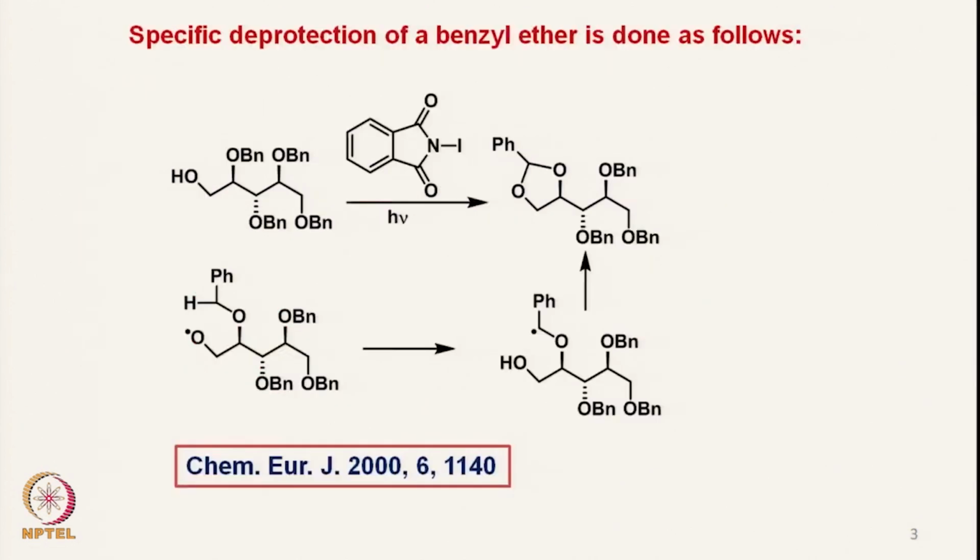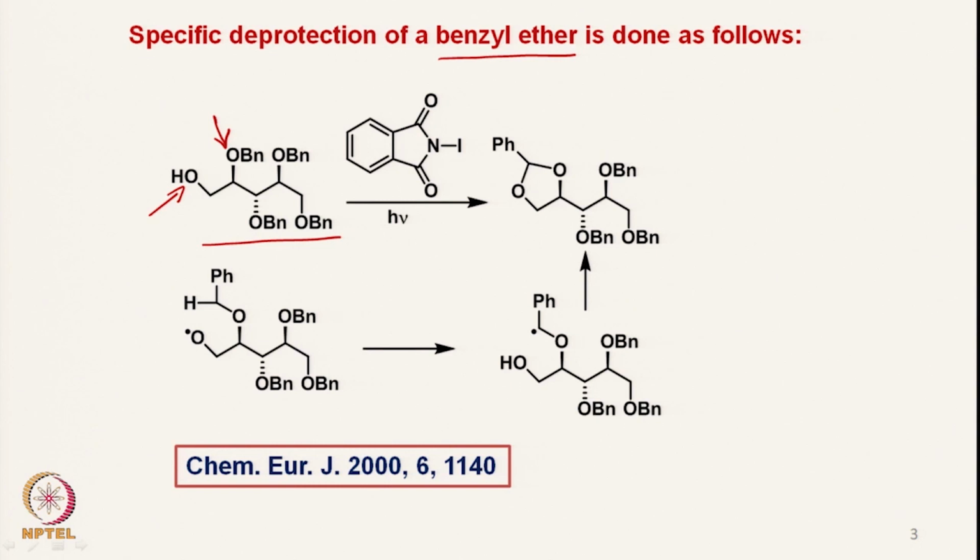We also looked at the specific deprotection of a benzyl ether. An example we took was something like this, which has 4 different types of benzyl groups, and the one which was closest to the hydroxy group was debenzylated via the hypoiodide.